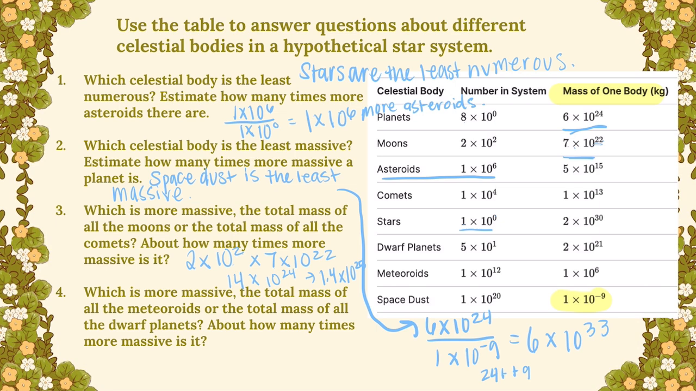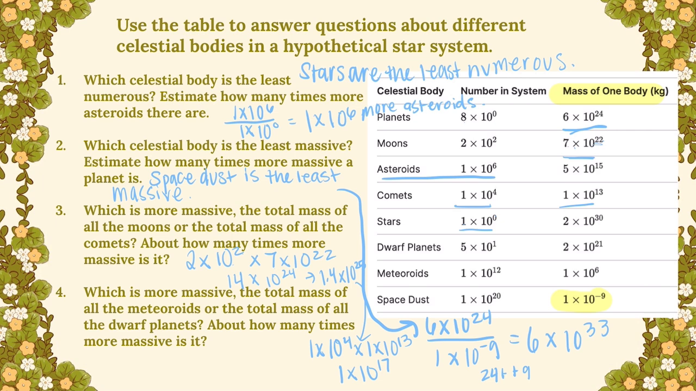And so now we need to look at the total mass of the comets. We're going to do the same thing. 1 times 10 to the 4th times 1 times 10 to the 13th. And so 1 times 1 is 1 times 10, and then 4 plus 13 is going to give us 17. And then now we need to compare them and see which one is more massive.